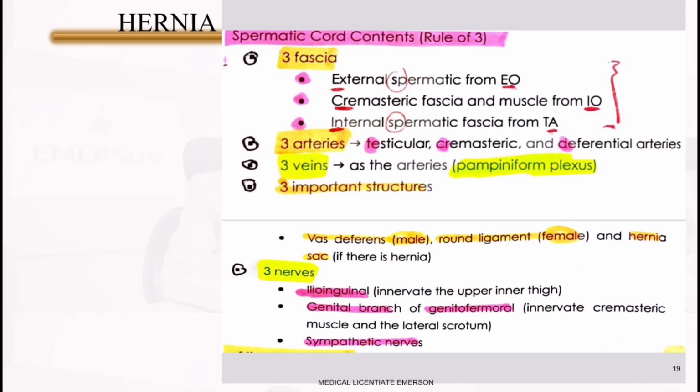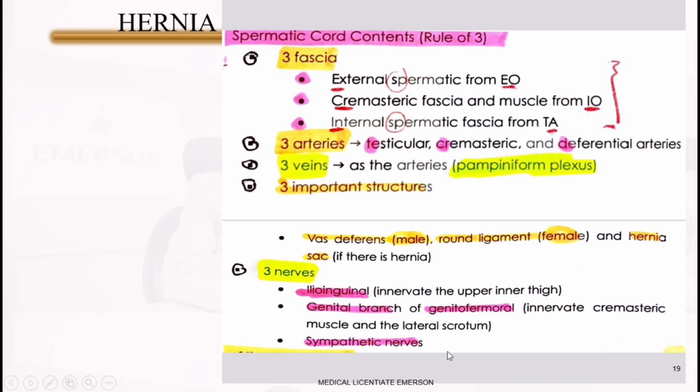Then three veins. So the veins correspond to the arteries. So we have testicular vein, that's what it means. Then together all the veins form the pampiniform plexus. Then we have three important structures, which is the vas deferens in males, round ligament in females. Then we have the hernia sac if there is hernia. Those are the three structures.